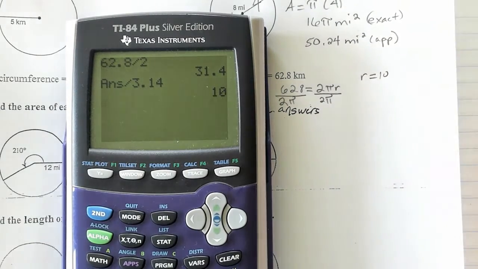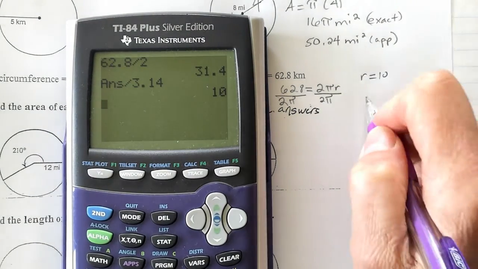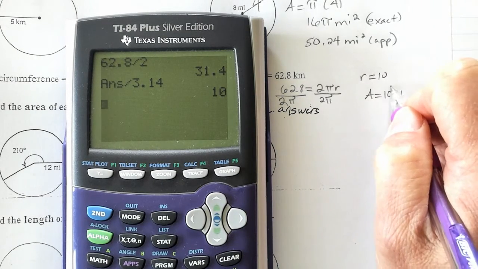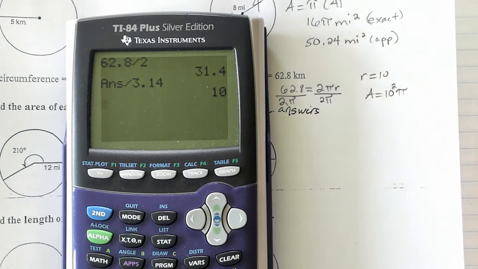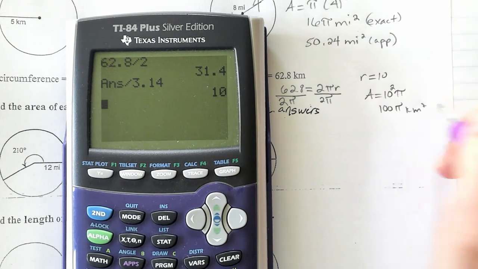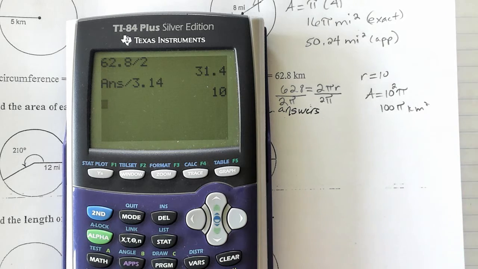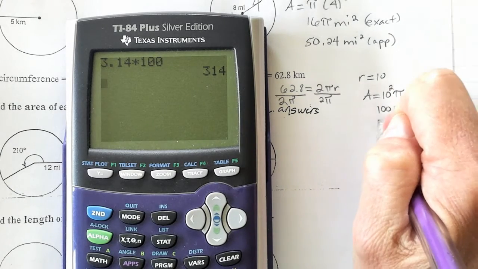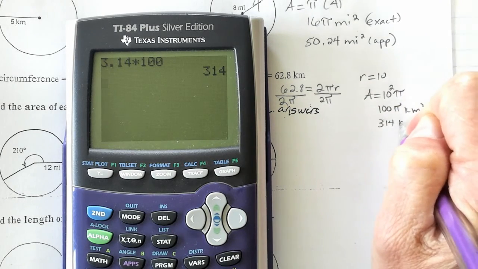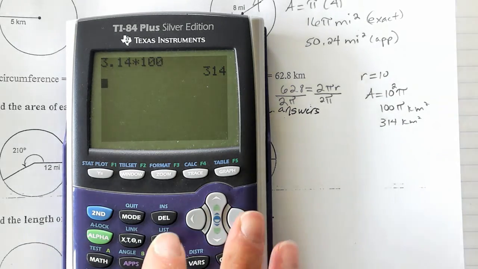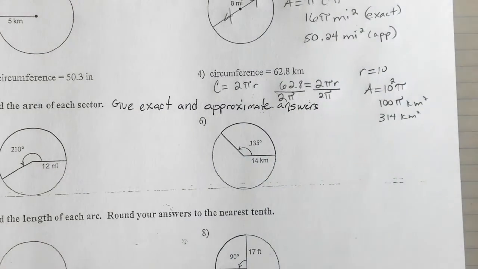Well, if my radius is 10, now I can go find the area, because the area is 10 squared times pi. Well, that's 100 pi kilometers squared, so I guess I will do the exact value. And then if we do 3.14 for pi times that 100, which was 10 squared, we get 314 kilometers squared. So you guys have a couple of options on those answers. So that's just a little bit of review.